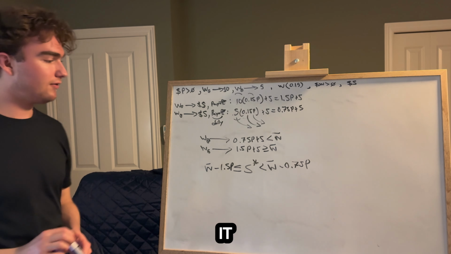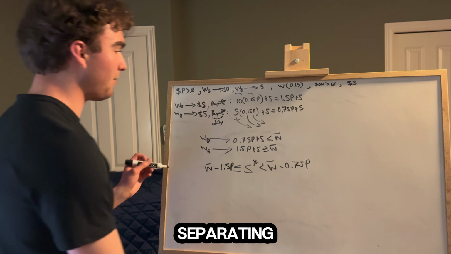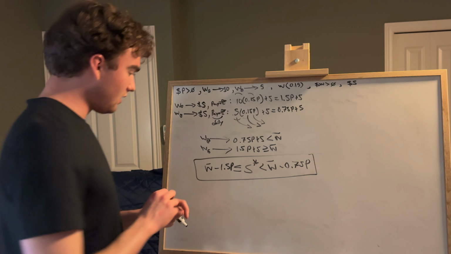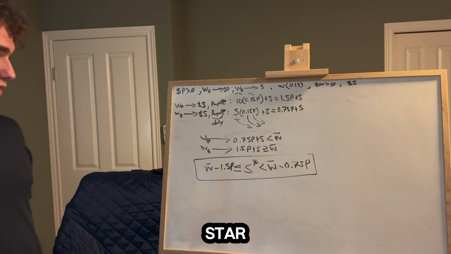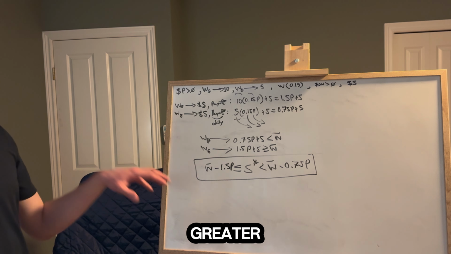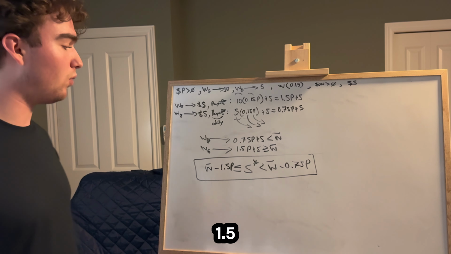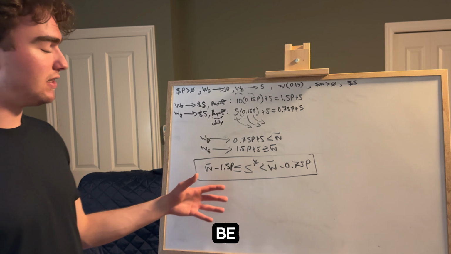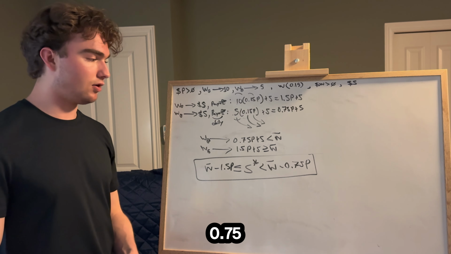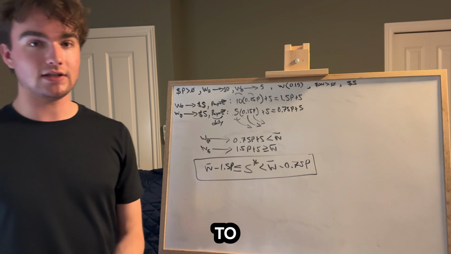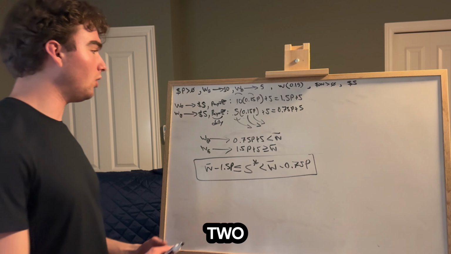So here we have it. This is our separating equilibrium. I'm going to put a little box around it. Our S star has to be greater or equal than W bar less 1.5p, and it has to be smaller than W bar less 0.75p if we want to distinguish between the 2 workers.